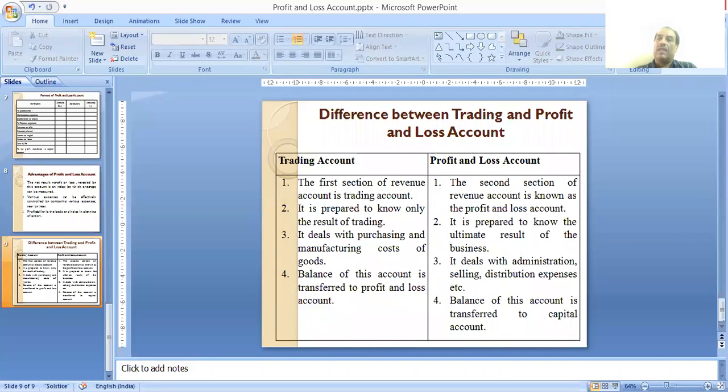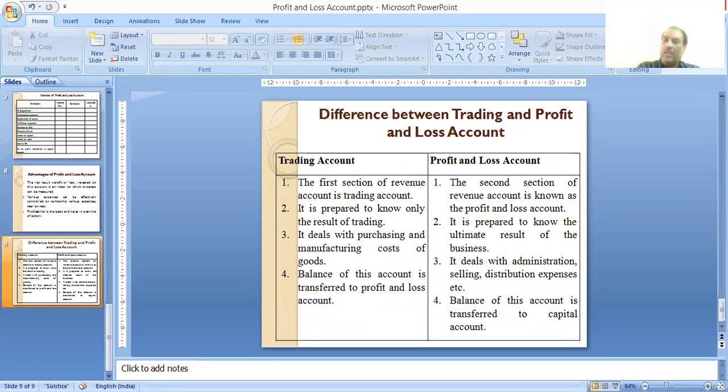And then the fourth and last is that the balance of this account is transferred to the profit and loss account. When we prepare the trading account, the balance after the completion of the accounting year is transferred to the profit and loss account. So the balance from the trading account is the first item in the profit and loss account. Whereas the balance of the profit and loss account is transferred to the capital account of the proprietor. We have discussed it. So when we prepare the profit and loss account, the final balance, profit or loss, whatever has happened, is transferred to the capital account of the owner.